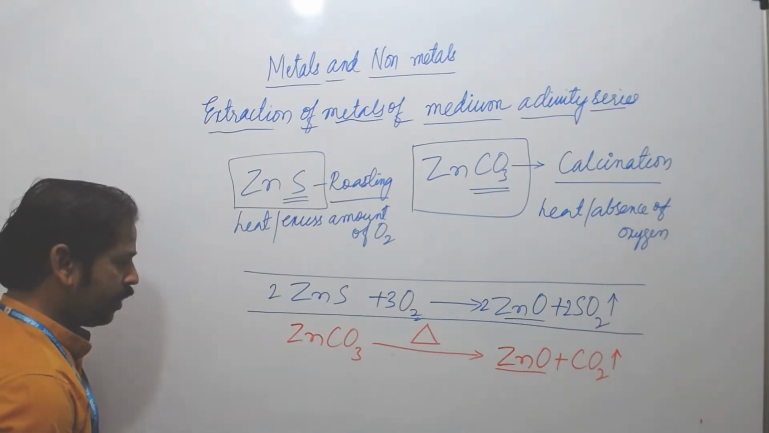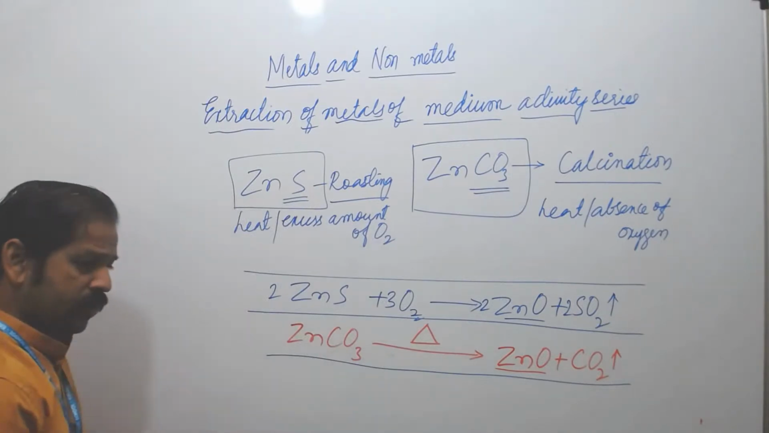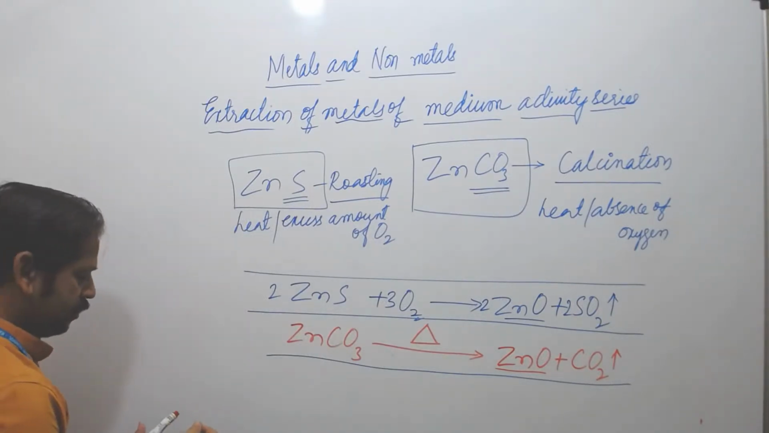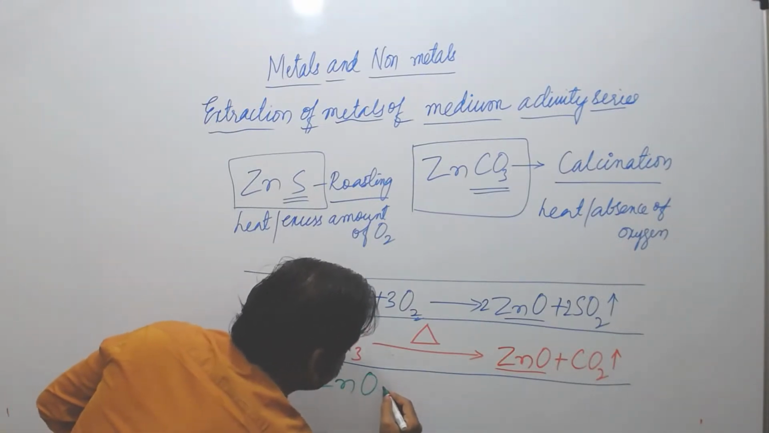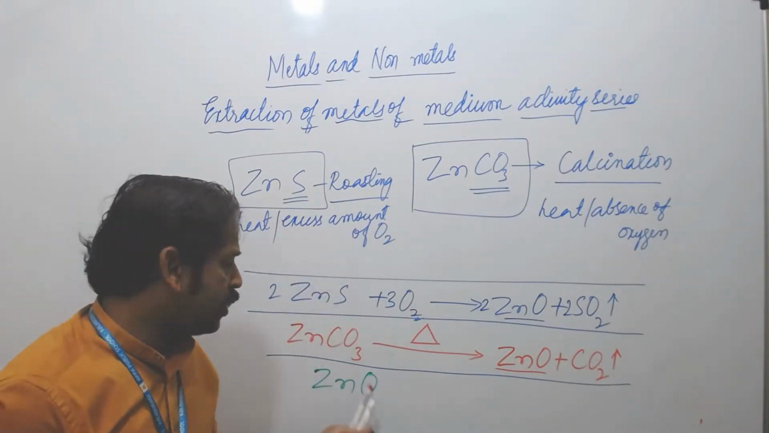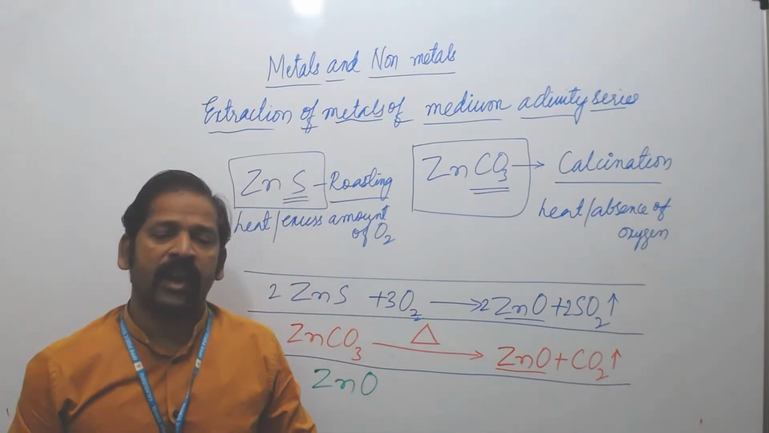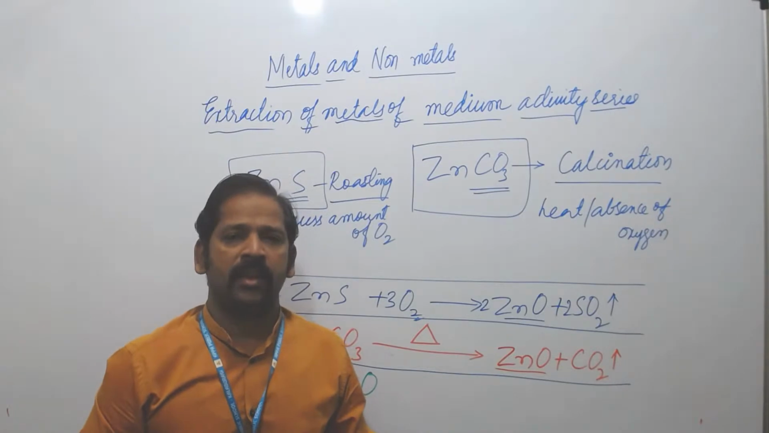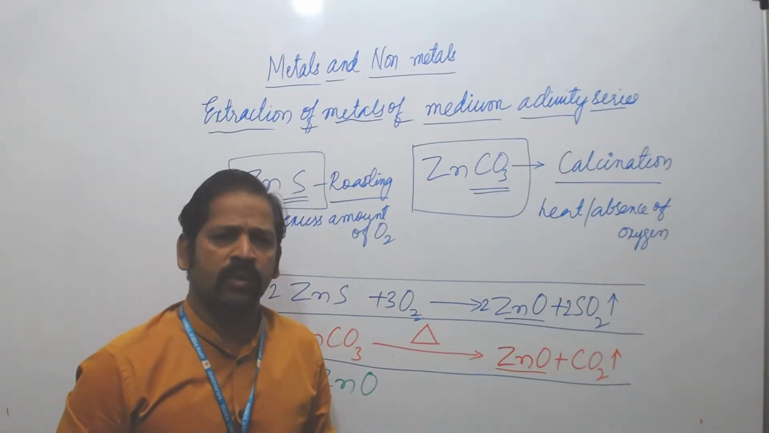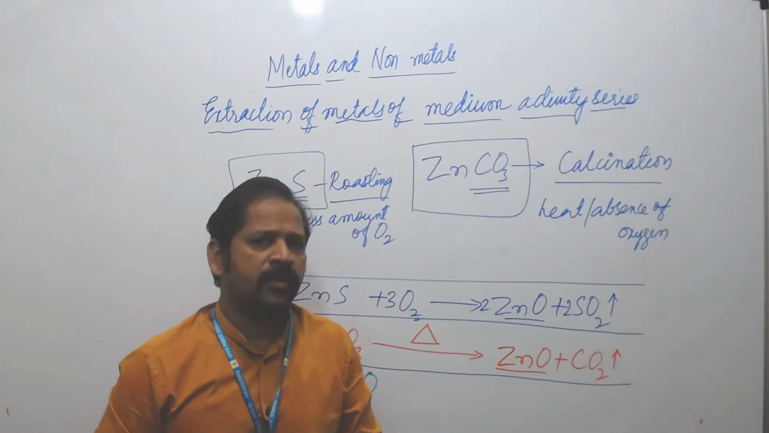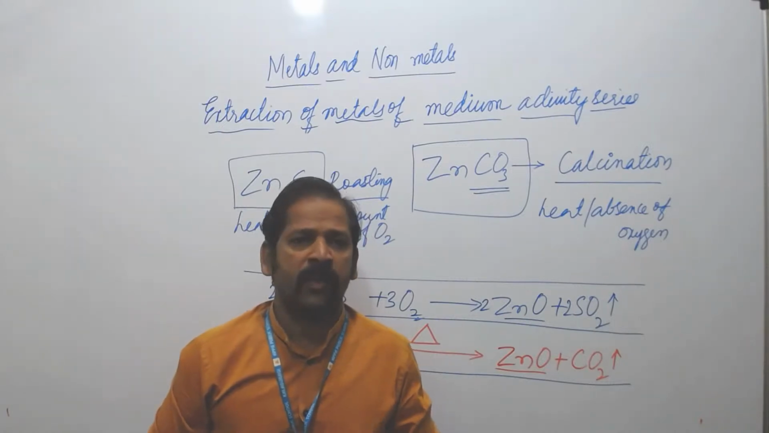Now these two zinc oxides will be reduced to zinc with the help of a reducing material that is called carbon, which is coke. Maybe you have studied this topic in class 8, coke. This is an allotropic form of carbon.